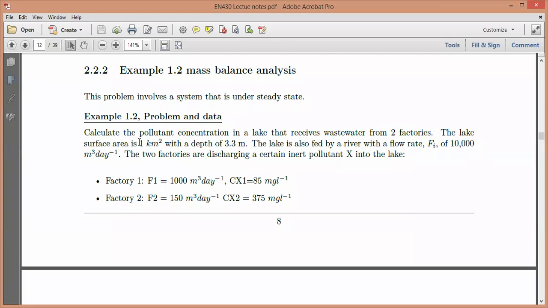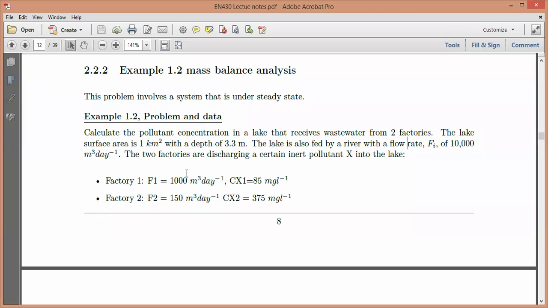The lake surface area is 1 square kilometer with a depth of 3.3 meters. The lake is also fed by a river with a flow rate of 10,000 cubic meters per day. And the two factories are discharging a certain inert pollutant X into the lake.